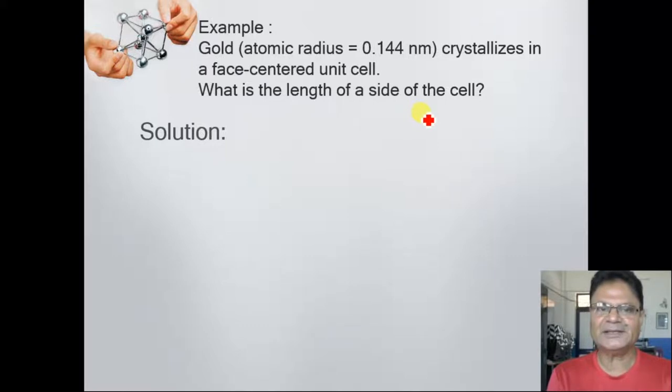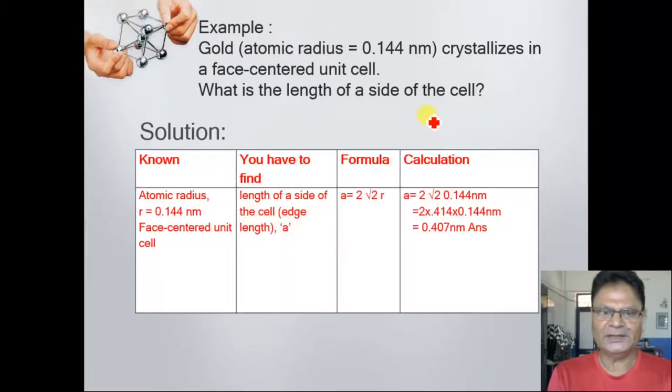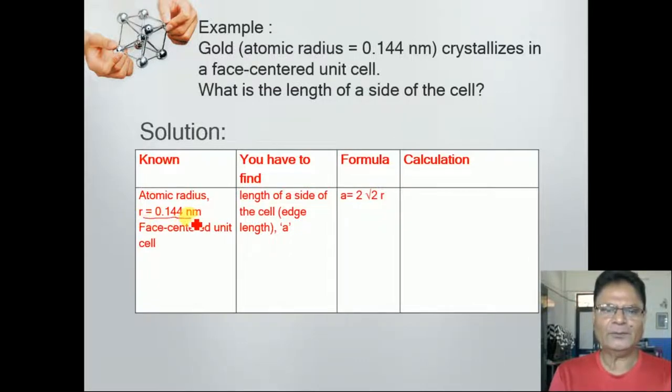Let us analyze this question in terms of what are the parameters given and what is to be calculated. So these are the things given. You know two facts. Number one, the radius of the atom is 0.144 nanometer, and the close packing is FCC type of close packing. You have to find out edge length A. This is the question mark. What is the edge length A? Radius is known. What formula is to be used? A is equal to 2 under root 2R.